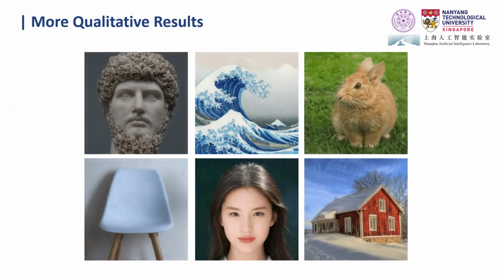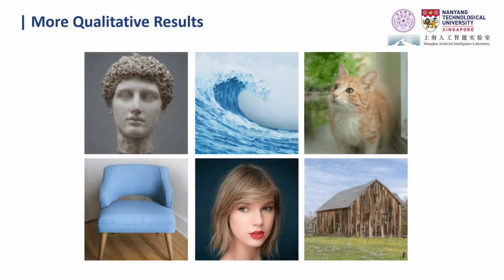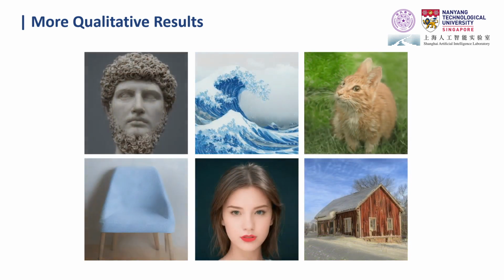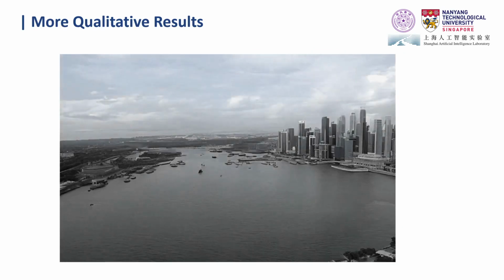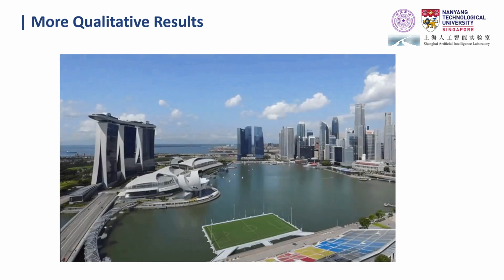Here are more qualitative results. Our approach achieves visually pleasing image morphing across diverse object categories. With DiffMorpher, you can smoothly turn an old Singapore into a modern one.